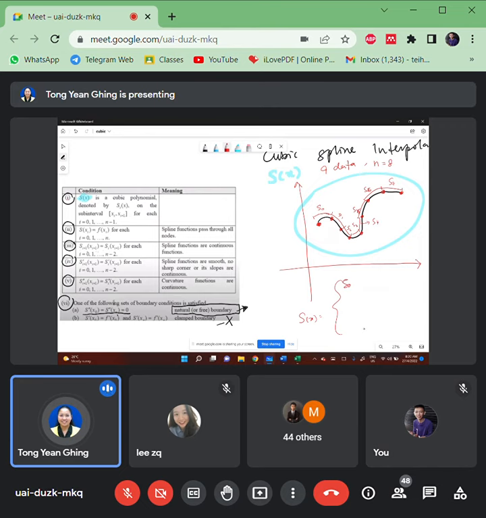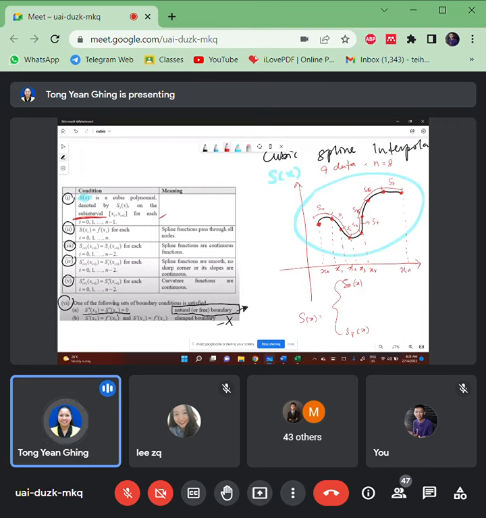Total from S0, X, up to S7, X. This one. So mean by this one, it will be based on the sub-interval. Sub-interval mean here. Let's say this is X0. This is X1. This is X2, X3, X4, and then continue. This is X up to XN.